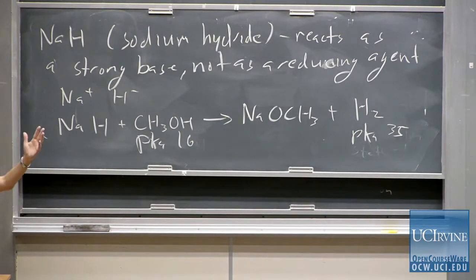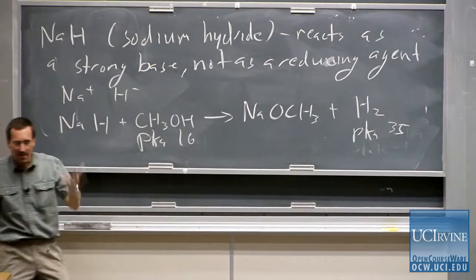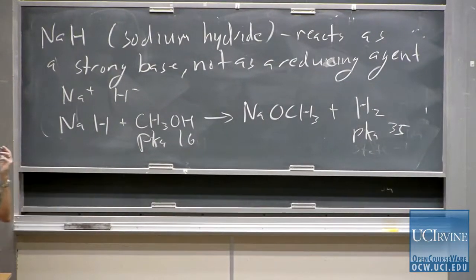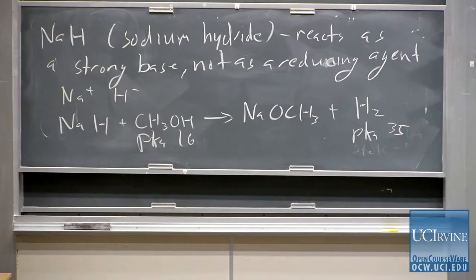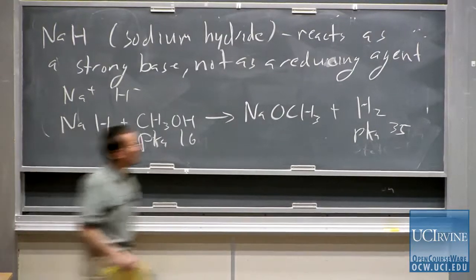pKa of 35, pKa of 16, difference of 19. If I were to write an equilibrium constant, it would be 10 to the 19th, just massively on the right. So that reagent ends up reacting as a base.